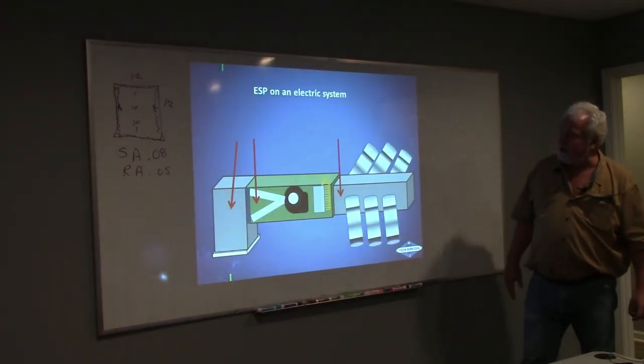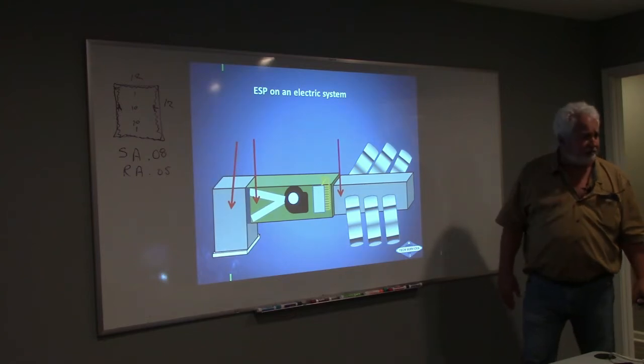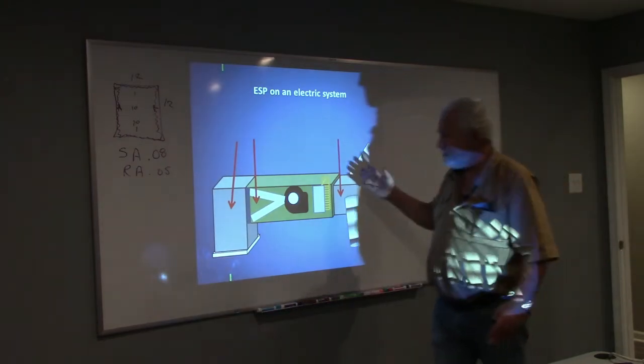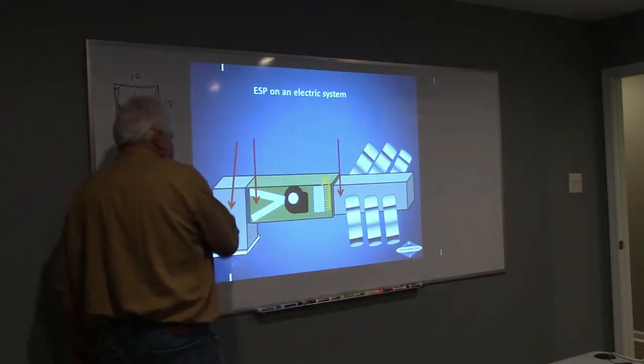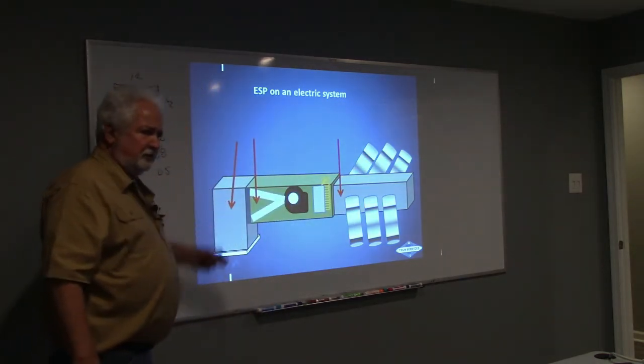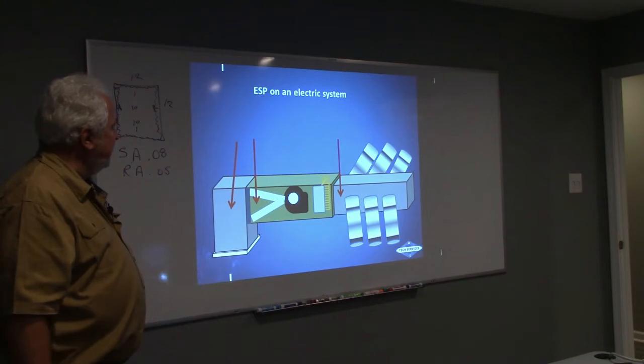So let's look at the external static pressure on an electric air handler system. This is a standard air handler system. We're going to check it at the return, we're going to check it at the supply, and maybe I'm going to check it on the other side of the filter as well. Let's see what happens there.